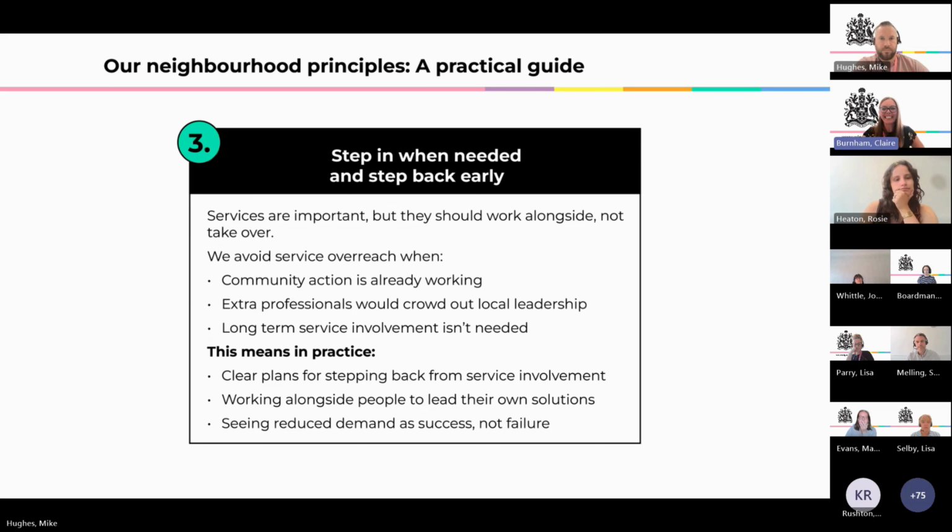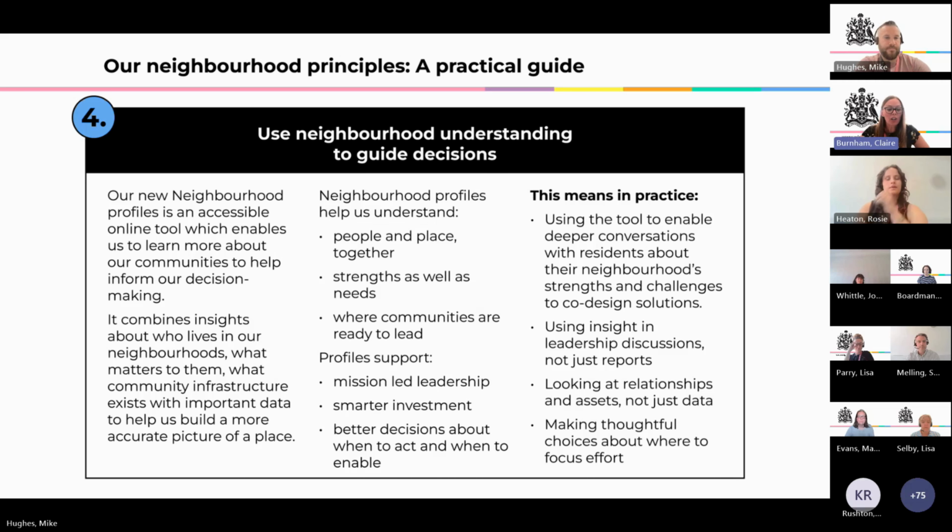Next one, Mike, please. Okay, I'm not going to go into too much detail on this one because Rosie and Sean are going to take you through our neighbourhood profiles, but I'll just give you a brief update as to why we've shifted on here.